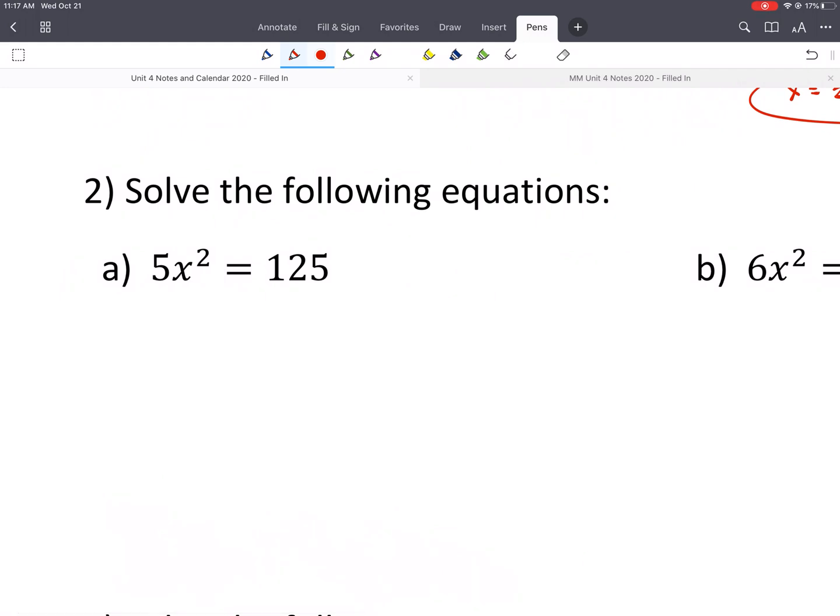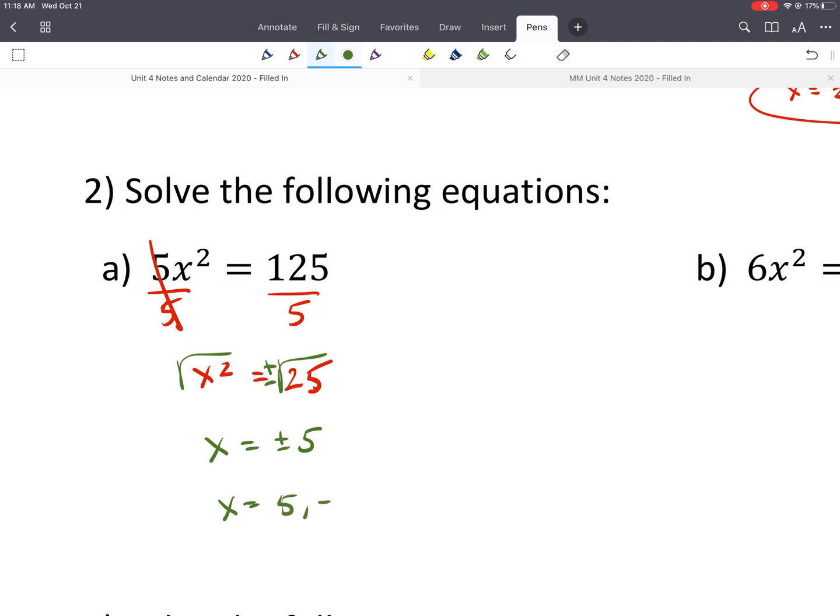Okay, so here the first thing we need to do to get x by itself is divide both sides by 5, because remember that 5 is not being squared. So here we'd get x squared is equal to, well, 125 divided by 5 is 25. Ooh, that gives us a nice number. And then we would do our square roots. So here we'd get x is equal to plus or minus 5, or x is equal to 5, comma, negative 5.